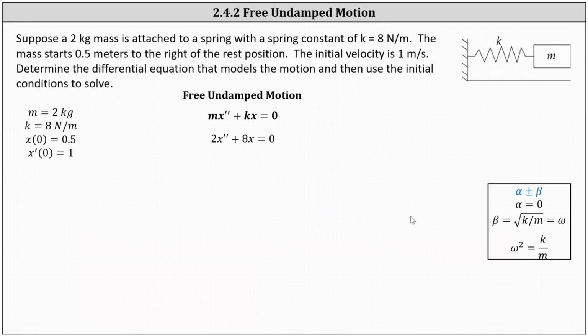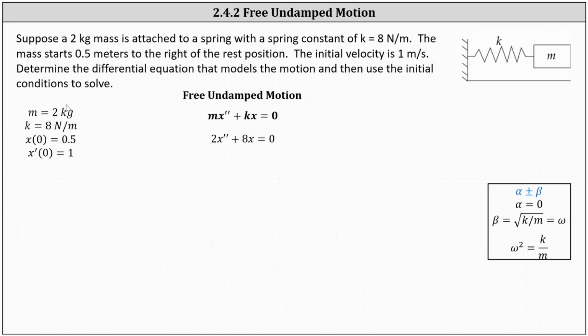Let's take a look at an example. Suppose a 2 kilogram mass is attached to a spring with a spring constant of k equals 8 newtons per meter. The mass starts at 0.5 meters to the right of the resting position. The initial velocity is 1 meter per second. Determine the differential equation that models the motion, and then use the initial conditions to solve.